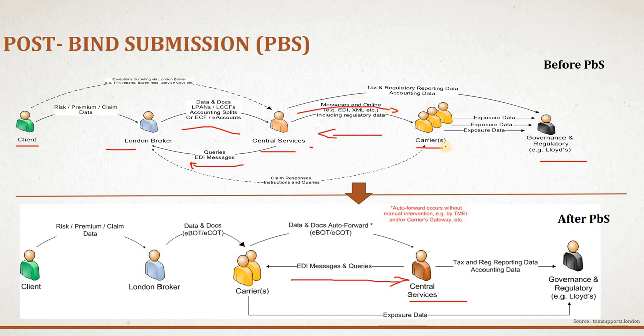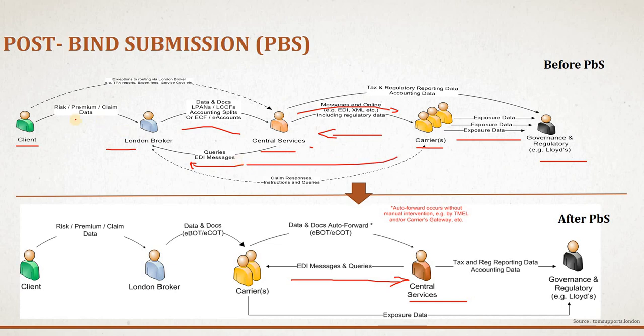Then central services will process the information and send it to the carrier. The carrier will absorb the information and accept it in their data systems, and then will send the information back to the regulator, like Lloyd's, in order to satisfy the various regulatory or tax requirements.